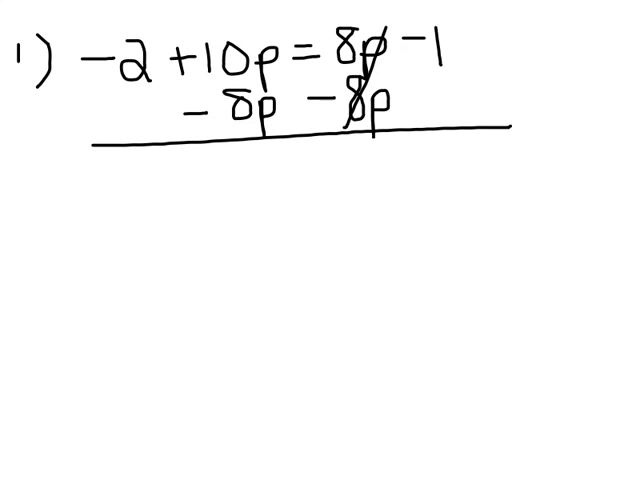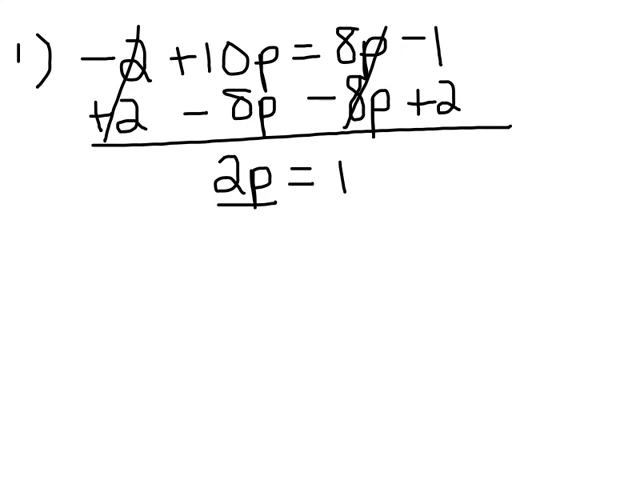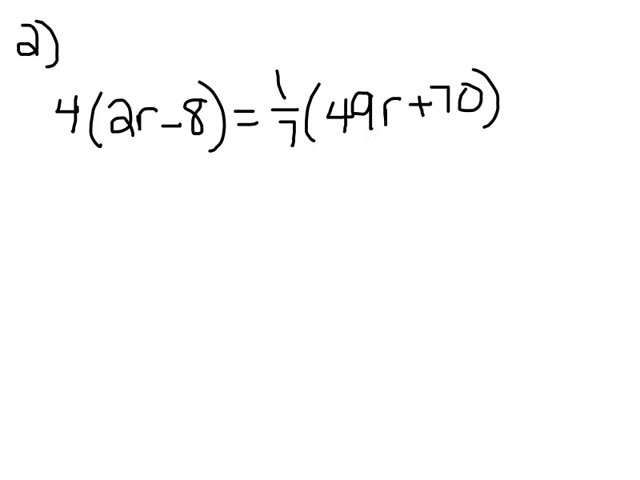Now we'll need to move our numbers to the opposite side. Because our variables are here on the left, we'll be moving this negative 2 by adding it to both sides. We'll be moving it to the right. We have 10p minus 8p, which is 2p, equals a positive 2 and a negative 1, so a positive 1. Now we can solve our one-step equation by dividing by 2. So p equals 1/2.